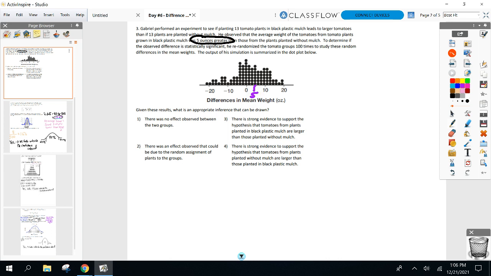Now we could count and do it out of 100, but since this is multiple choice, is it going to be on the edge here? Do you think near our 2.5% at all? No. It's in the middle. So probably it happened by random chance, not because I gave it black plastic mulch. All right, so let's look through the choices here. Choice 1 said there was no effect. Well, baloney, because they told me it was 5 ounces greater, so that can't be it. There definitely was. But 2 says there was an effect, but it's due to random assignment. All right, not because it was in the black mulch.